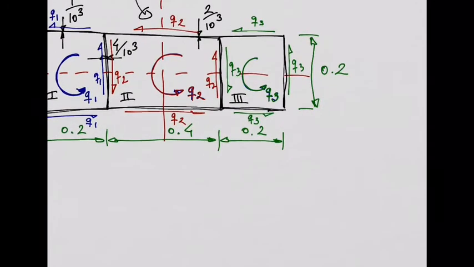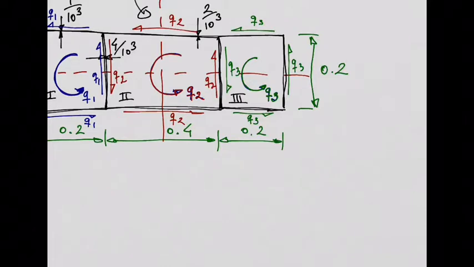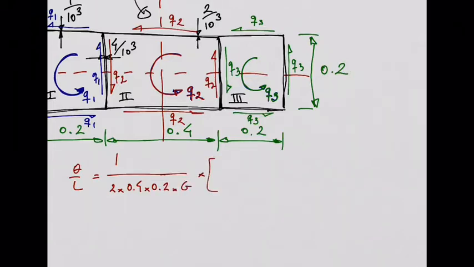Okay, cell number 2 now, this one in red. We are going to calculate theta over L: 1 over 2 times the area of cell number 2, which is 0.4 times 0.2, times the modulus of rigidity. Now the contour integral. Let's start with this wall here in the bottom. We have the shear flow, which is Q2, times the length, which is 0.4, over the thickness, which is 0.002. Right, see?